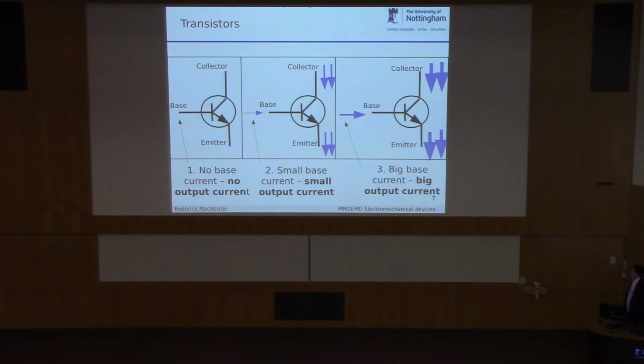So we've got these 3 cases. We've got no current going into the transistor, and the transistor's off. We've got a bit of current going into the transistor, and the transistor's a bit on. And we've got a lot of current going into the base, so we've got a lot of current flowing from the collector to the emitter.